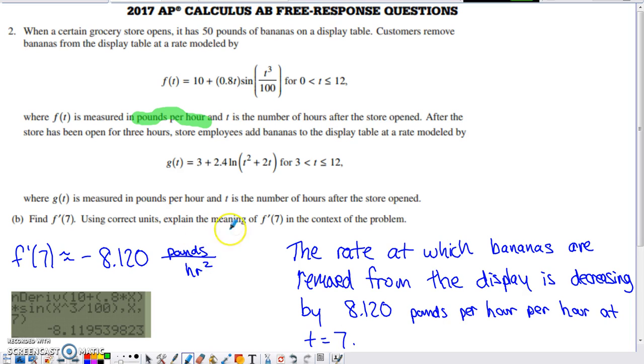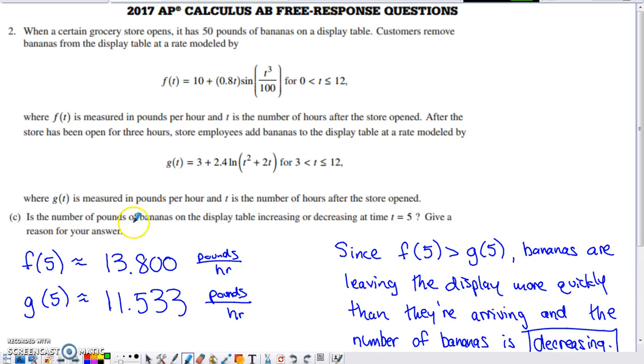Now the interpretation. What does this mean within this context? So this is a function that represents the rate that the bananas are being removed. So I said the rate at which the bananas are being removed from the display table is decreasing by this many pounds per hour at t equal to 7. And I guess the one thing that you will notice here, I didn't copy this number into my explanation. I used the word decreasing that indicates that the value is negative. So that's the significance of the sign of that rate of change.